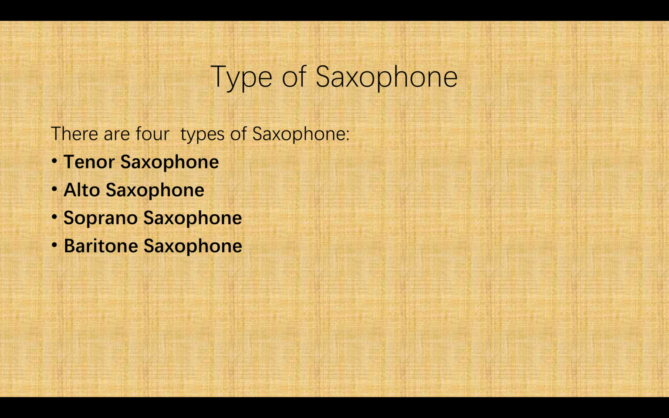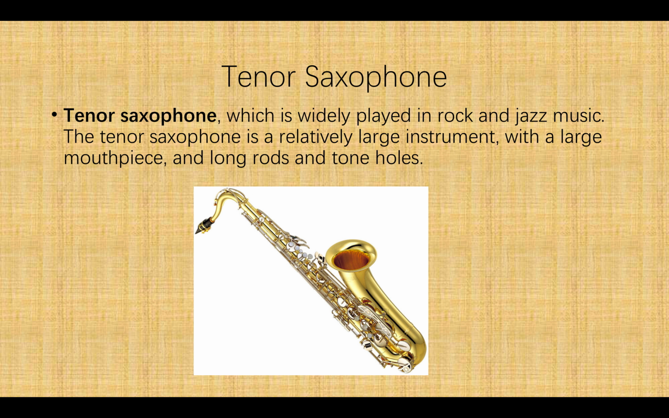On the next page, we're gonna talk about different types of saxophone. And there are 4 types of saxophone, which are tenor saxophone, alto saxophone, soprano saxophone, and baritone saxophone.